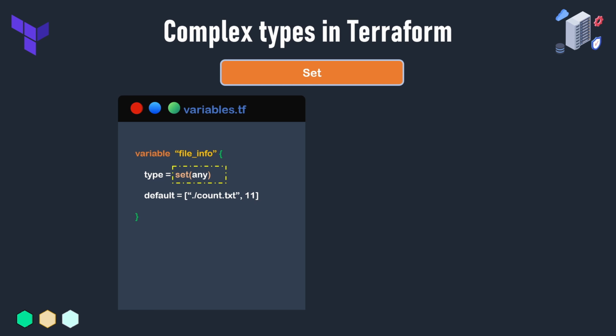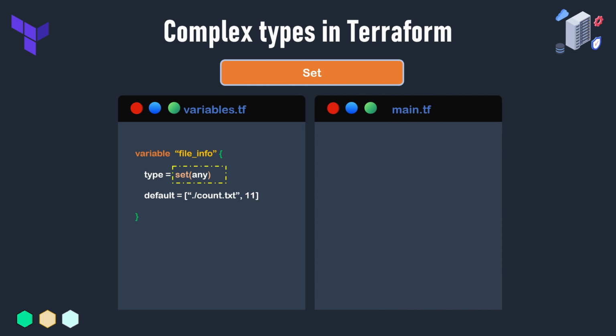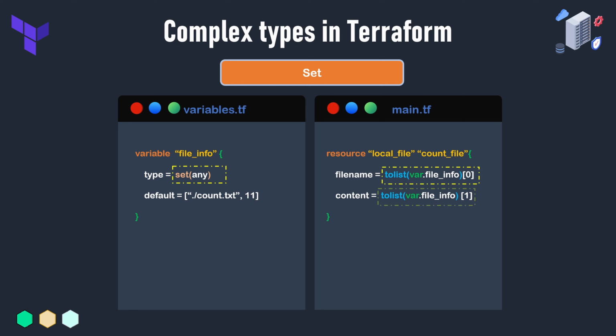You have to note that unlike lists, you cannot access the elements of a set using their indexes. You can access the elements of a set by converting the set first of all to a list using the toList function, as we did in this example, and then access the elements of the list returned by the toList function by their indexes. A set of type any can have values of different types, but if you specify the type of the elements, only values that belong to this type will be accepted.